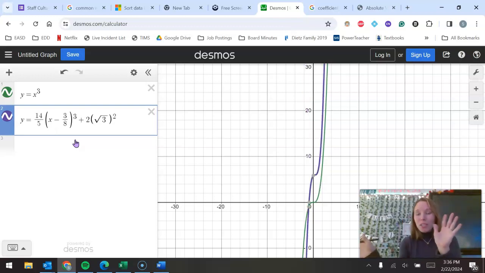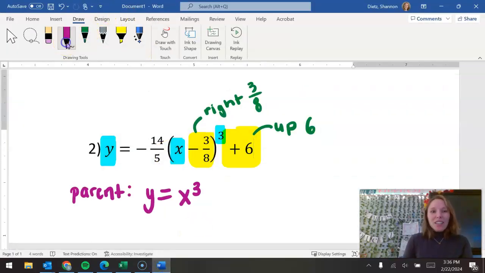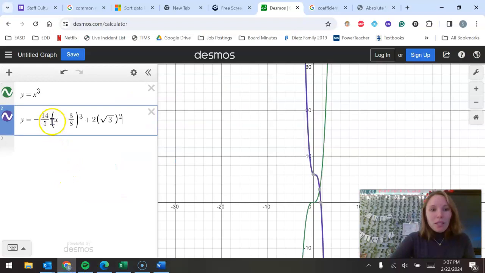Remember, think about folding a piece of paper. If you were to fold everything over here, that's a piece of paper, and you're folding it over to the other side, that's where you're seeing it reflect. So the negative sign here, that's the reflecting part. That's over your y-axis. What is the 14/5 doing? Let's take a look at that piece too. So I'm going to cut that out.